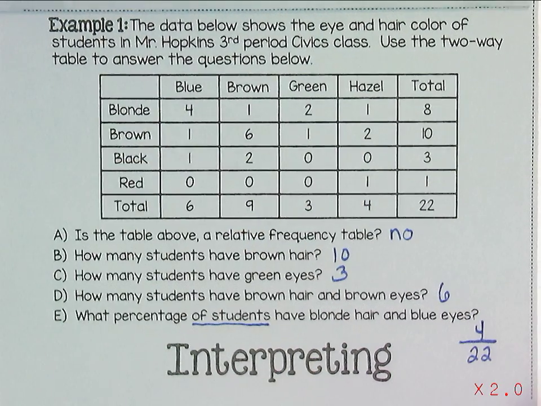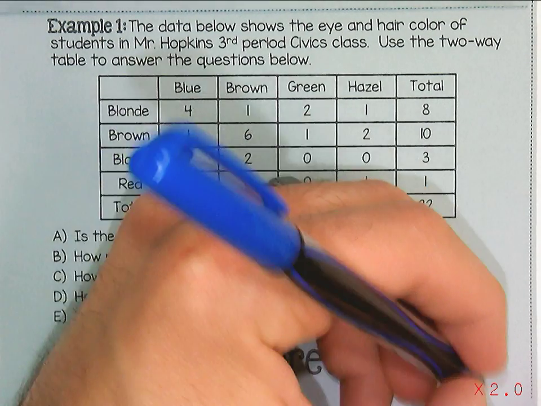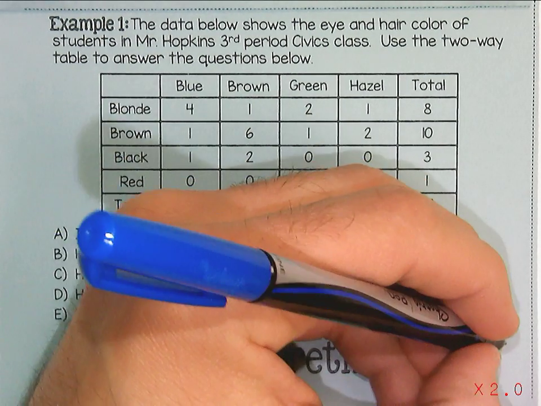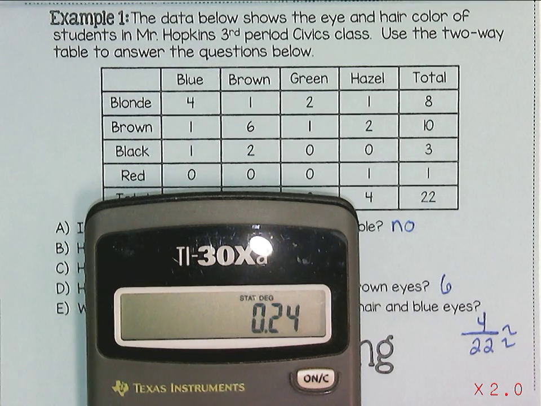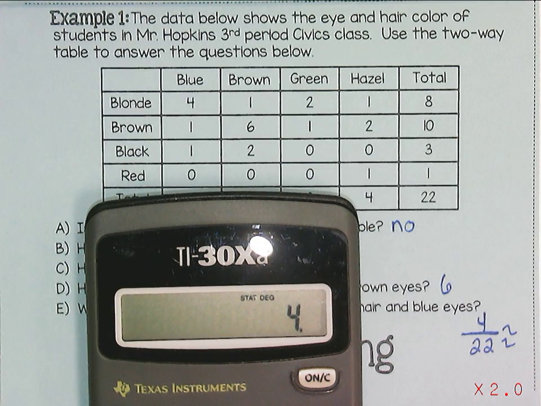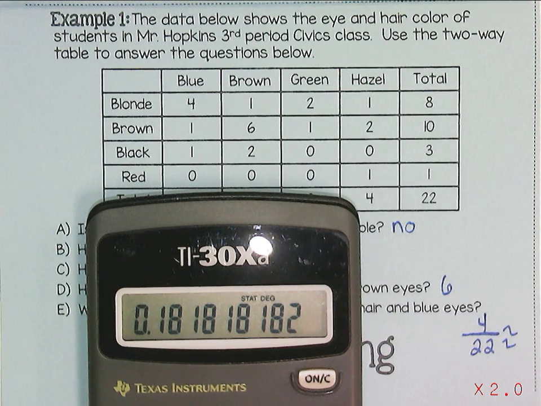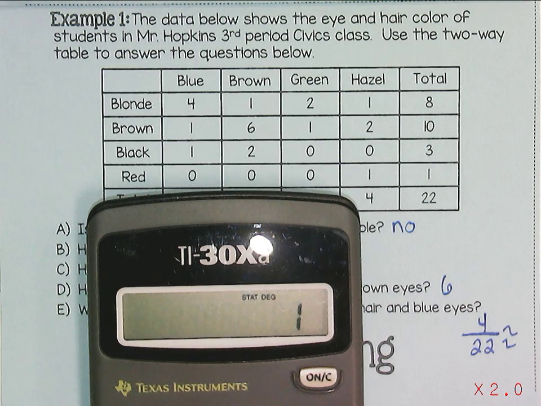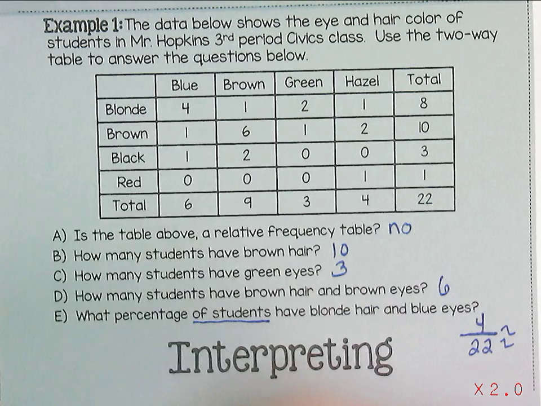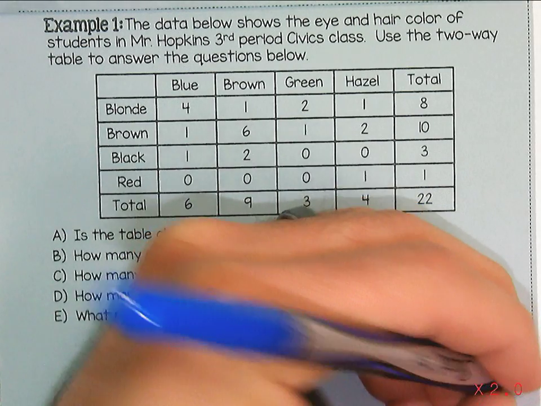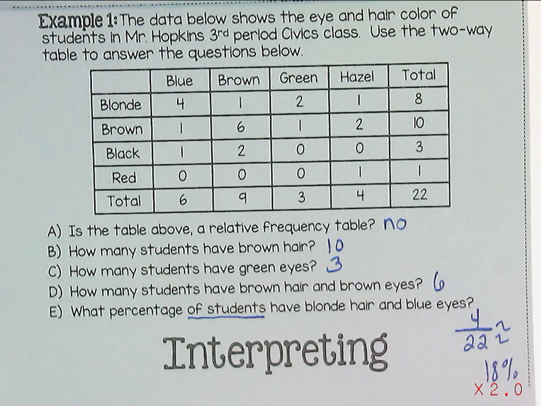And we want to write this as a percentage. So we're going to divide that out, multiply by 100. And when we do that, I'll get my calculator in here. Do 4 divided by 22. It gives us about 0.18. Let's multiply by 100. We'll just round to the nearest whole number. So we'll say roughly 18% of the students in the class have blonde hair and blue eyes. So that's how we would interpret a two-way frequency table here.